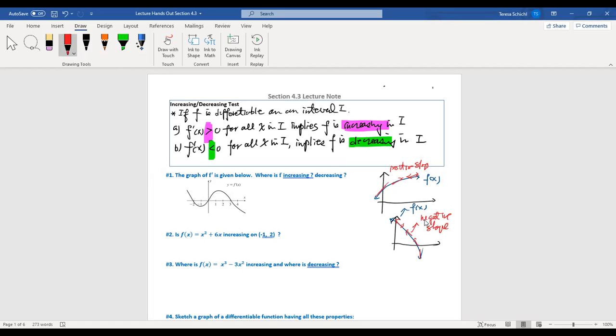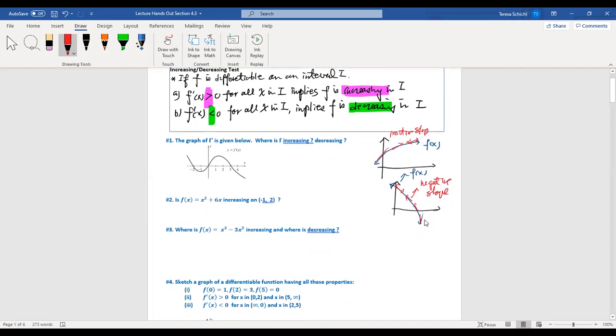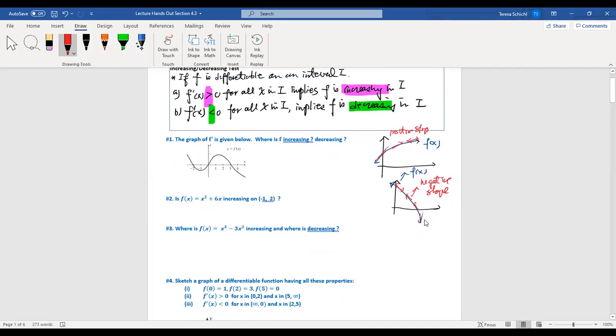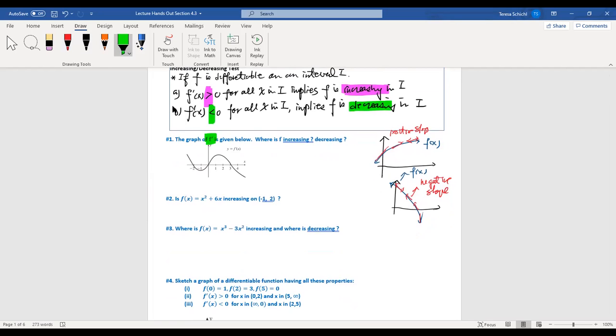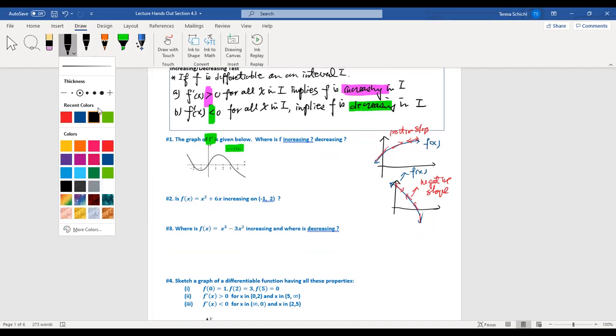Okay, so the increasing and decreasing test is pretty easy. You can just draw a graph and see the slope of the tangent lines. Now let's take a look at this problem. They give the graph of f prime here. Be very careful: this is f prime. Then they ask where f is increasing and where it is decreasing.